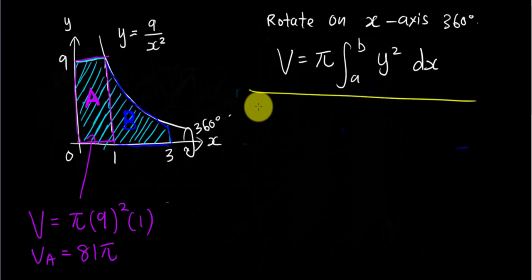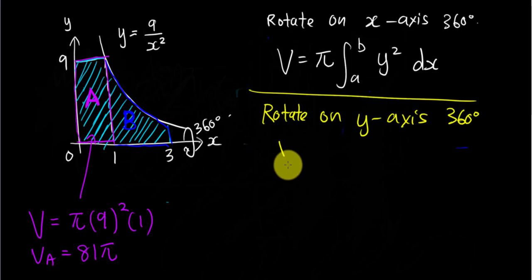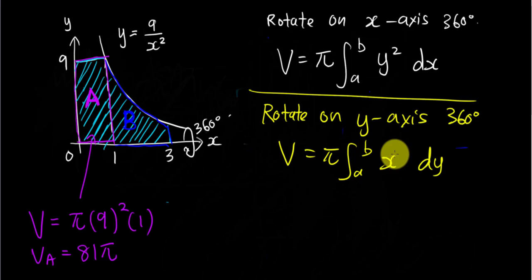If you rotate on the y-axis, it will be slightly different. I'm just teaching you the formula, because some students are confused all the time. Rotate on the y-axis 360 degrees. Your volume is still the same, pi, and then a to b, and here it will be dy. Here you need to make x the subject, and then you need to square it. This is the difference between rotating on the x-axis and rotating on the y-axis.